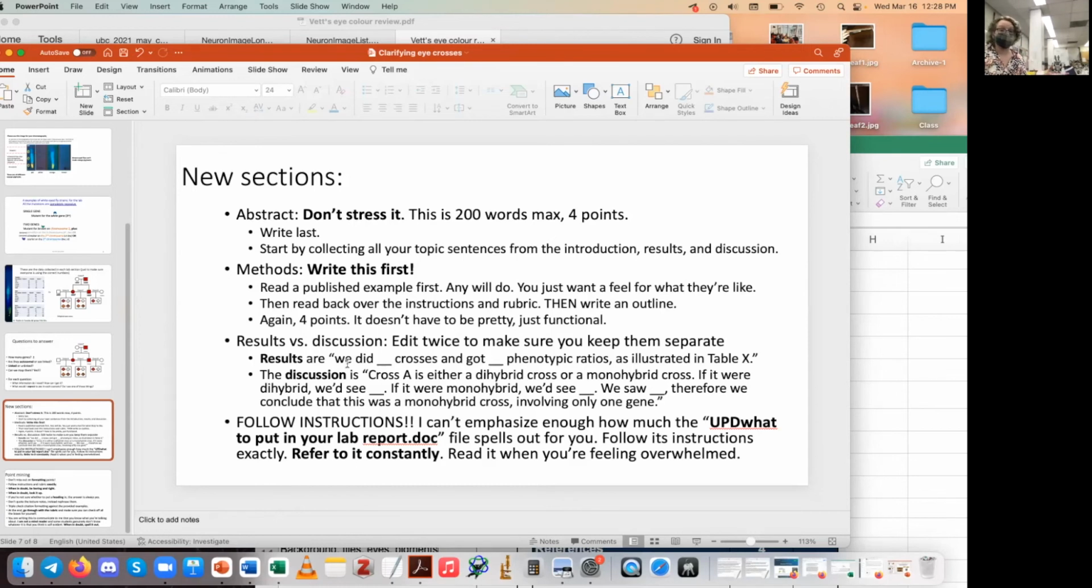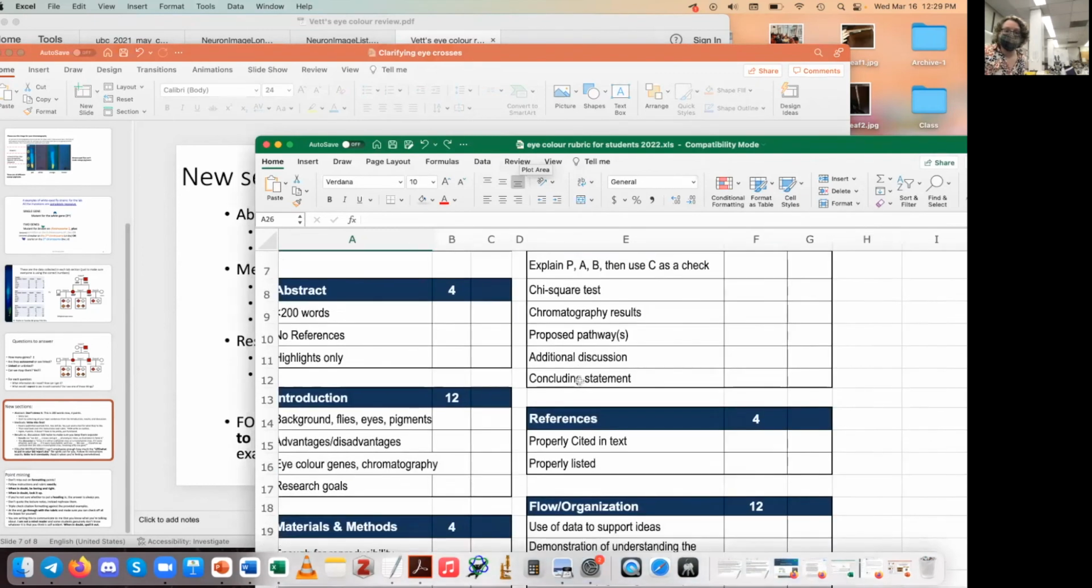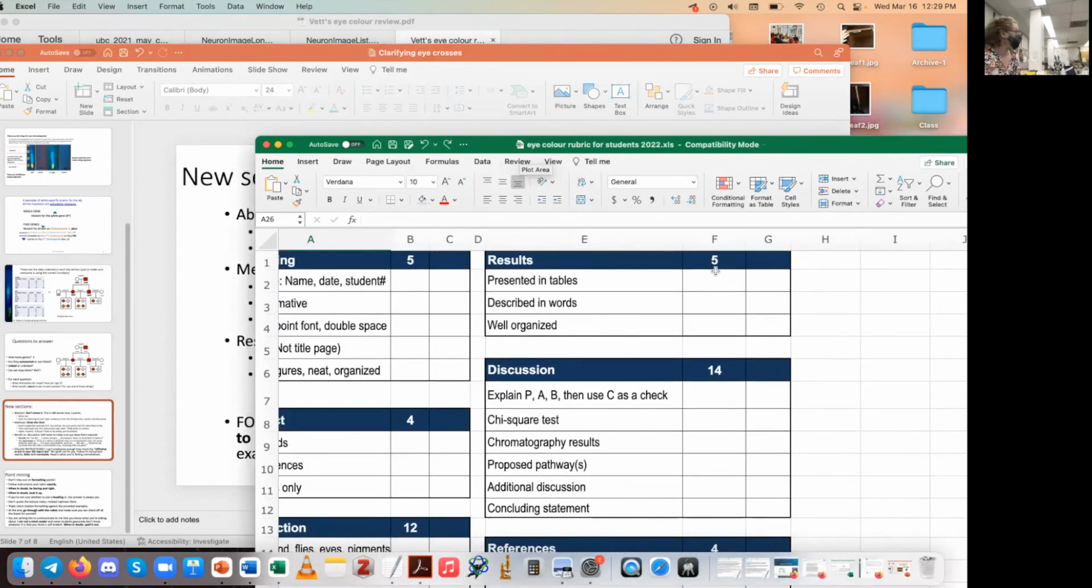And the discussion is longer, and it's weighted more heavily. See, results are 5 points. The discussion is 14 points. So if you put all of your discussion in your results, you're going to lose points, lots of them. The discussion is where you run your chi-squared test. The discussion is where you discuss how the chromatography results tie into the cross. Sound good?